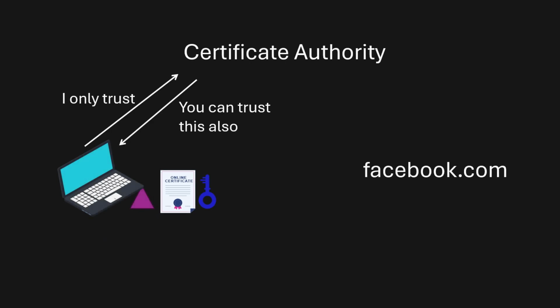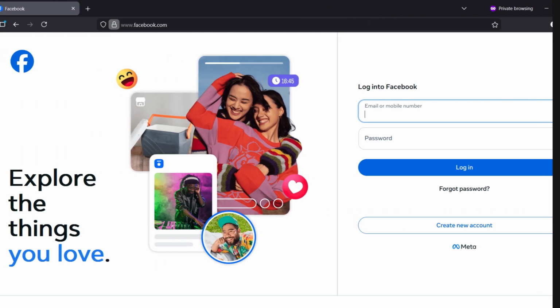And inside that certificate is also the website's public key, which brings us back to encryption. Once your browser trusts who it is talking to, it uses that public key to securely kick off the encrypted connection we described earlier. Let's make this concrete.